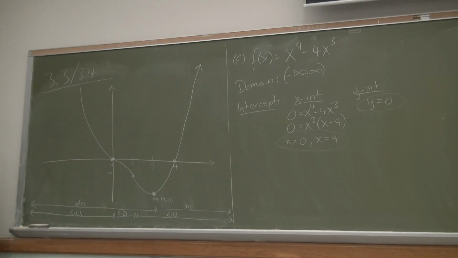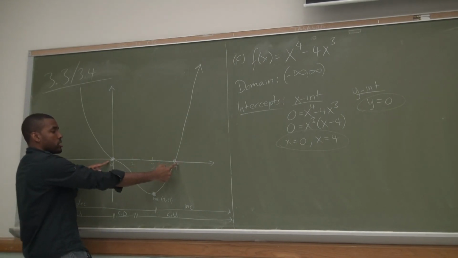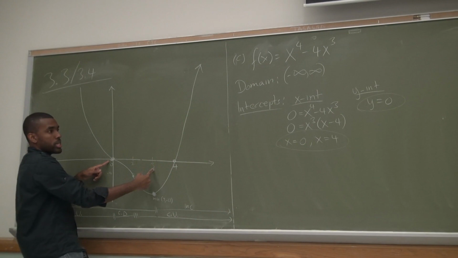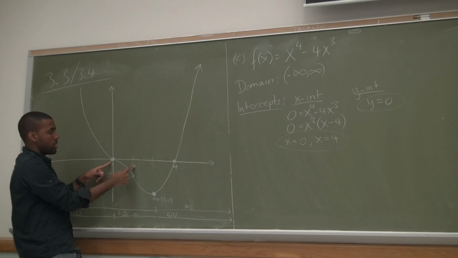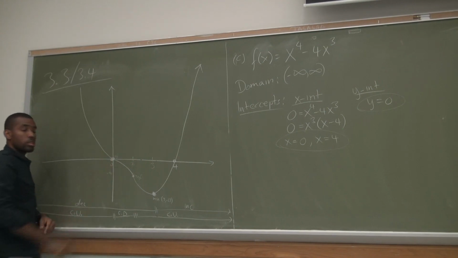Just 4 points. What 4? So 0, 0, 2, negative 16, 3, negative 27, and 4 comes from the intercepts. 0 and 3 came from the first derivative. That's where my minimum occurred. 0 and 2 came from the second derivative, so these were my 2 inflection points. There's an inflection point here, and there's also one here.